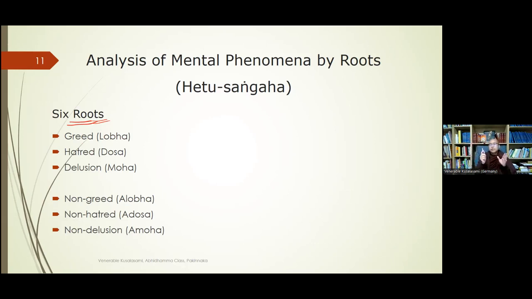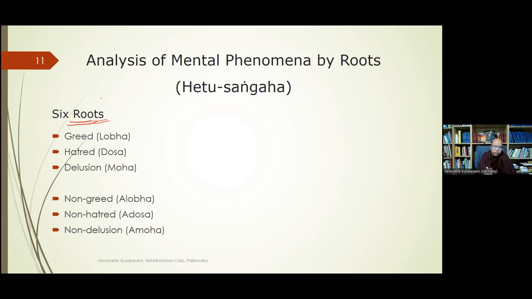So if you are talking about a consciousness, it has such a feeling, it has such a root, such doors, such a function, objects, such a base. So that is a very important chapter here.